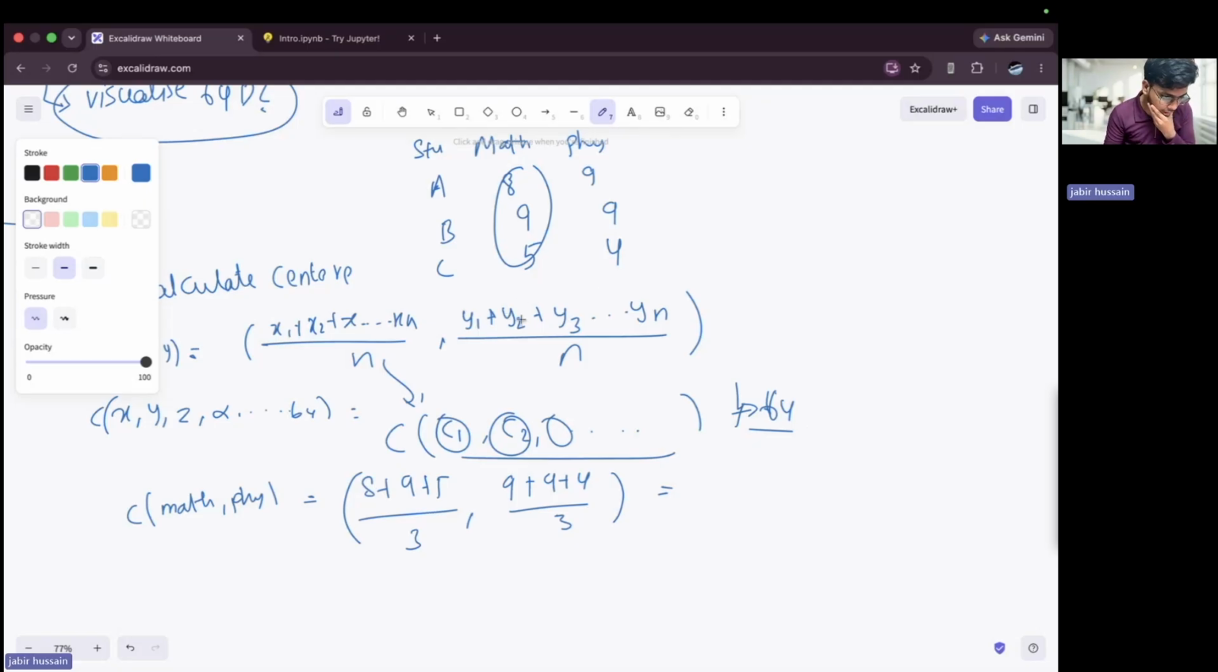So if I add it here, 14 plus 8 is 22, 22 divided by 3. I hope I'm doing the calculations right, but calculations don't matter here. 18 plus 4, again it will give me the same thing, I believe. Yep, 22 divided by 3. So this will be my center.